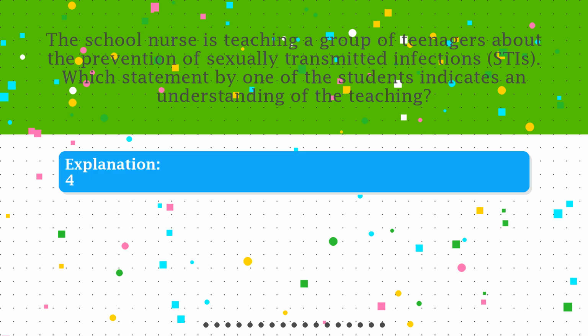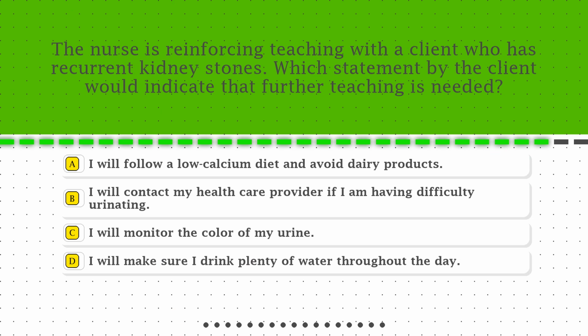Question 8. The nurse is reinforcing teaching with a client who has recurrent kidney stones. Which statement by the client would indicate that further teaching is needed? Option A. I will follow a low-calcium diet and avoid dairy products. Option B. I will contact my healthcare provider if I am having difficulty urinating. Option C. I will monitor the color of my urine. Option D. I will make sure I drink plenty of water throughout the day.